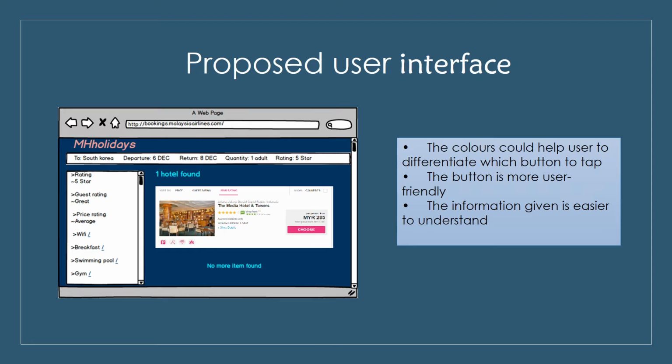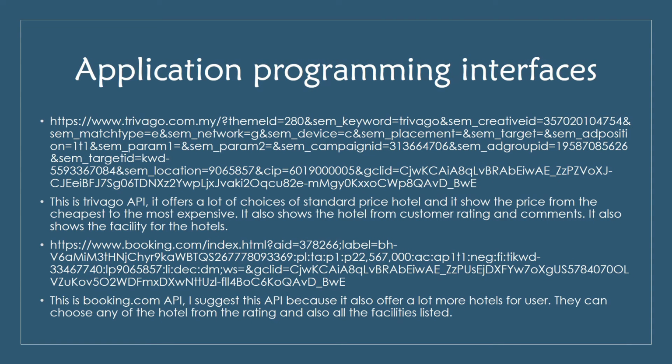The new user interface that we propose, the reason is because the colors could help users to differentiate which button to tap, the button is more user-friendly, and the information given is easier to understand. The application programming interface that has been used is Trivago API, and the one that we propose to replace Trivago is Booking.com API.